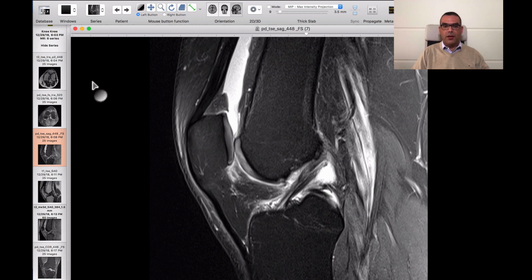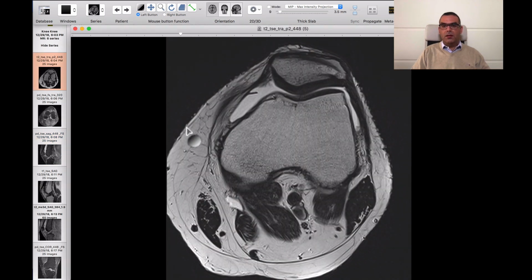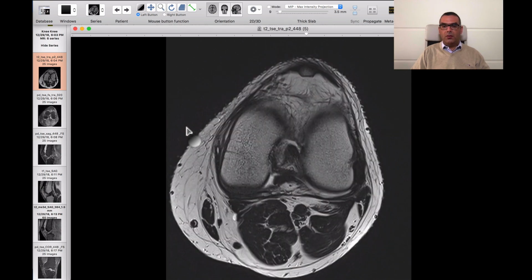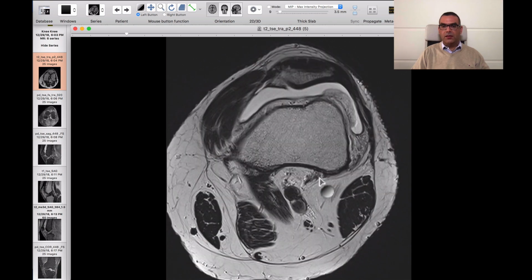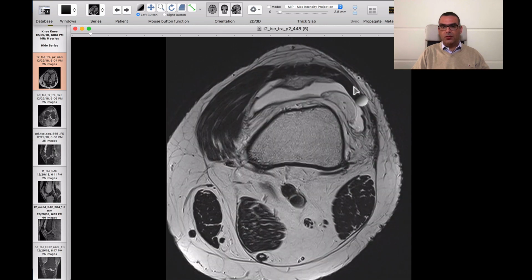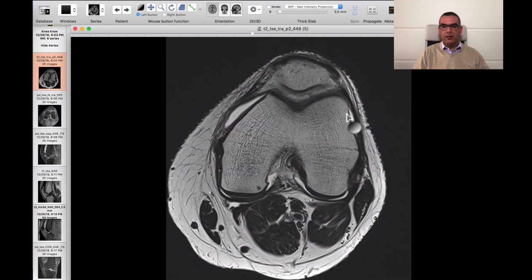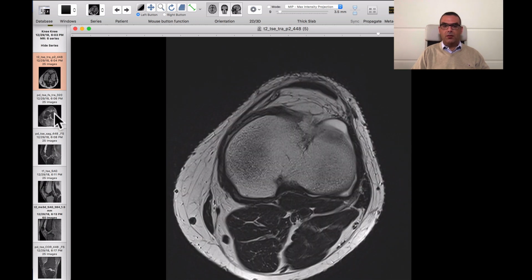So case number 3, this is a middle-aged man with history of chronic knee pain. You can see, of course, in the axial scans, the ACL attachment looks intact. The retropatellar cartilage is good. There is a mild joint effusion, mild synovial thickening. Nothing else significant appearing on the T2.